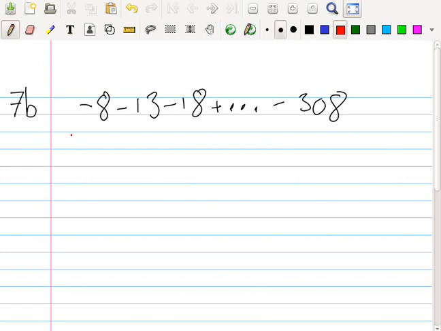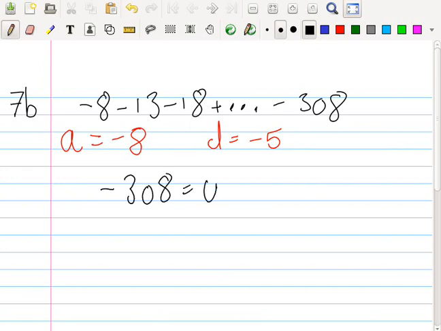So what does A equal? Minus 8. And D? Minus 5. Now we don't know what the n is, and the way to find the n is by making the last term equal to u. And we have a formula for u. What is it? It's A plus n minus 1 d.